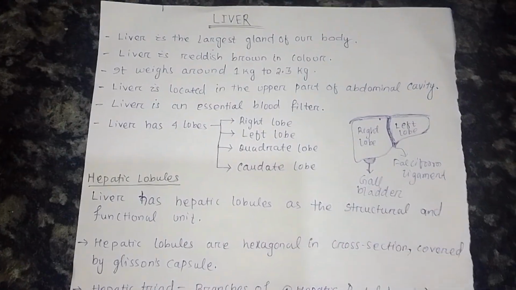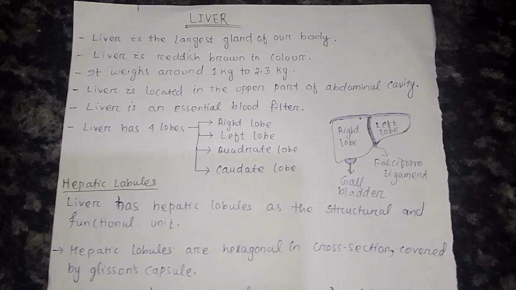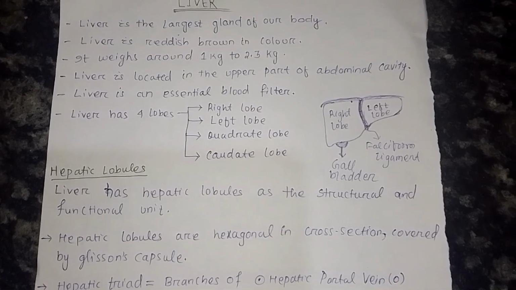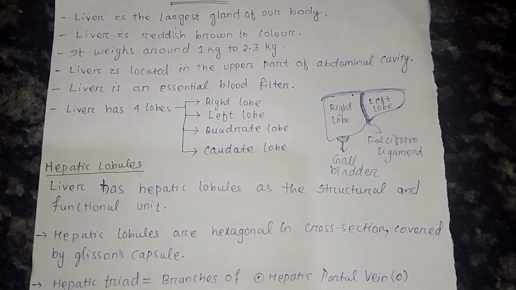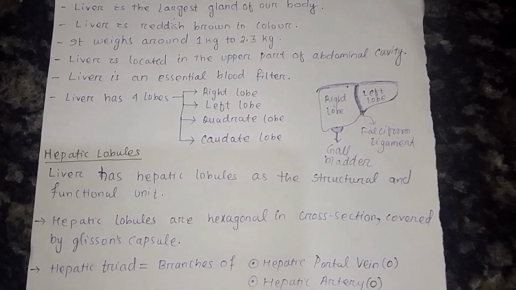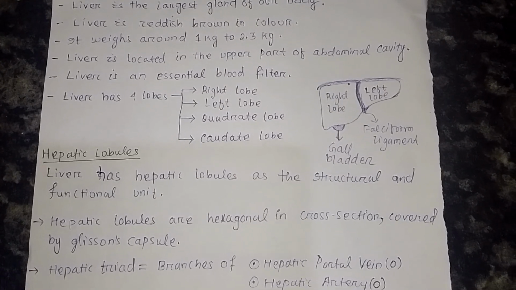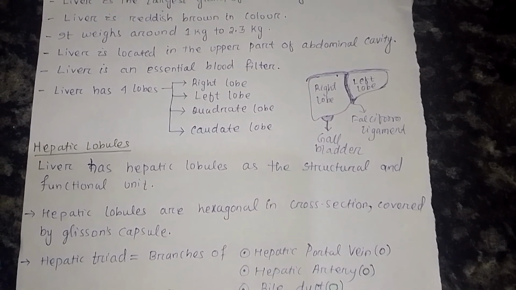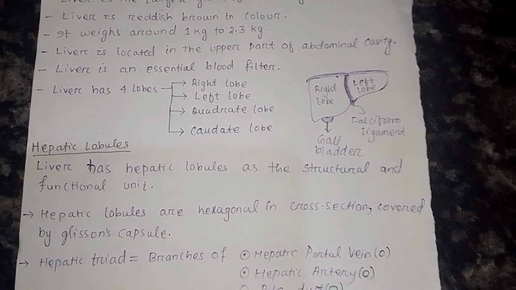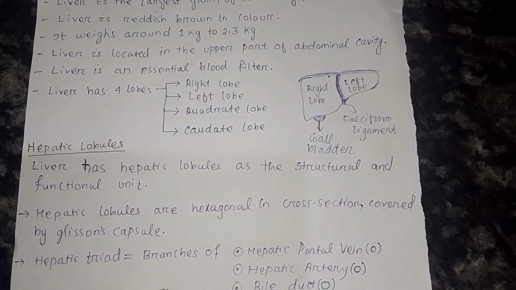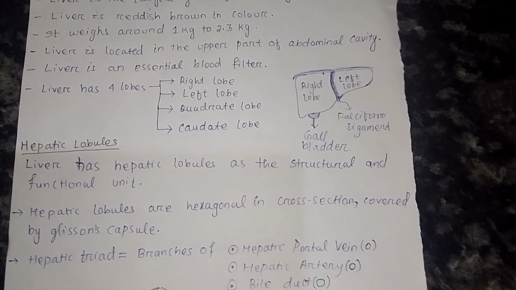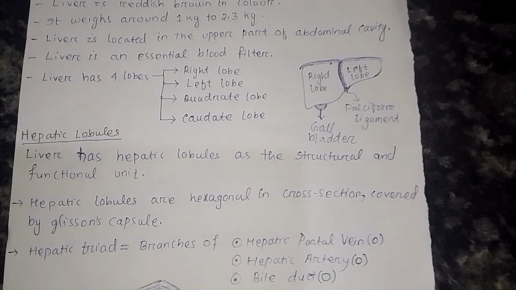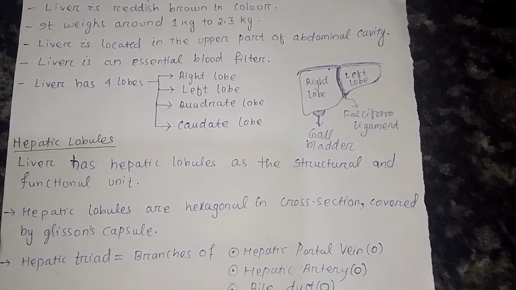Then if we talk about the color of liver, then it is reddish brown in color. And the weight of liver is around 1 kg to 2.3 kg. And when we talk about the location of liver, then it is located in the upper part of the abdominal cavity. And the most important thing here is that liver is an essential blood filter. It means it filters a lot of pathogens, toxic substances. We will talk about it later when we will talk about its functions.